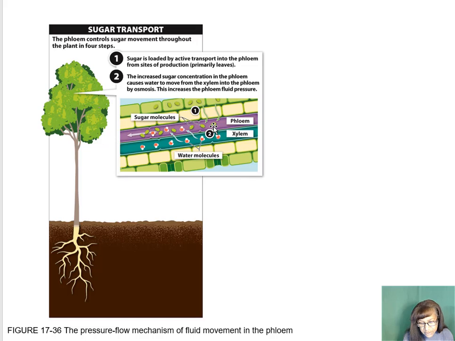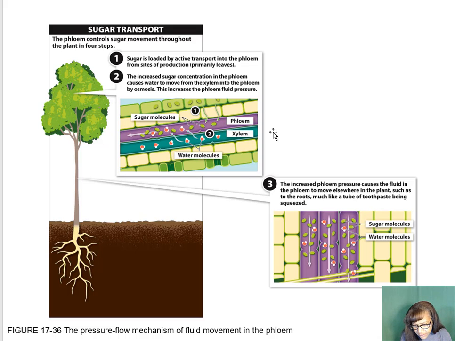by osmosis. Remember, water always wants to go where the party is, right? So if I've got more molecules in another region, then osmosis, if I have a membrane that's permeable that allows water to go through, that's where water is going to go, where there's more particles, right? So now this increased sugar concentration in the phloem causes water to move from the xylem into the phloem by osmosis, and this increases the phloem fluid pressure, which makes sense. Put more water in, I have more fluid pressure.